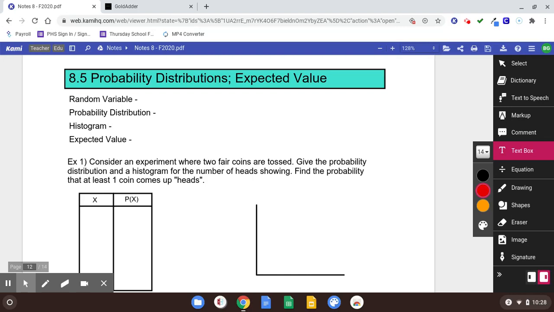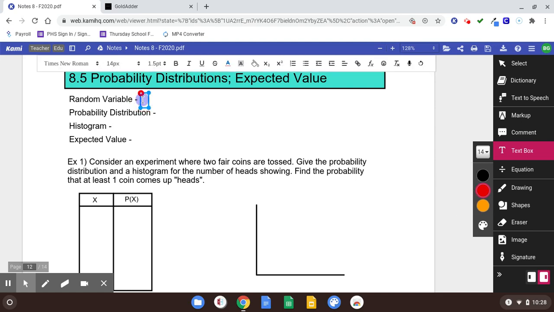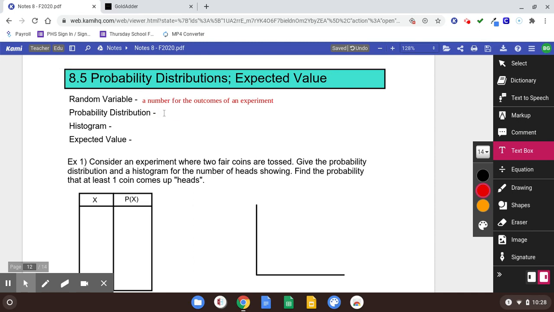8.5, probability distributions and expected value. We start with a couple of definitions. A random variable is a number for the outcomes of an experiment.